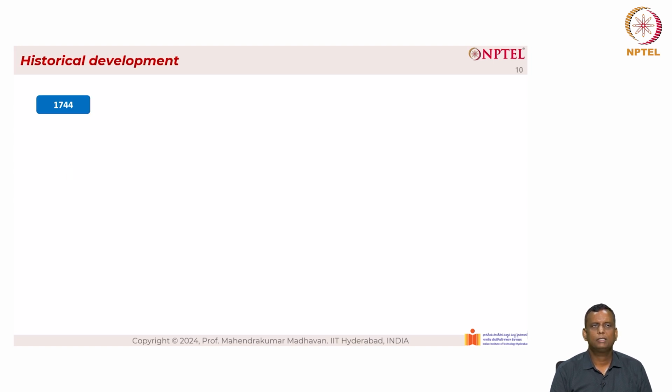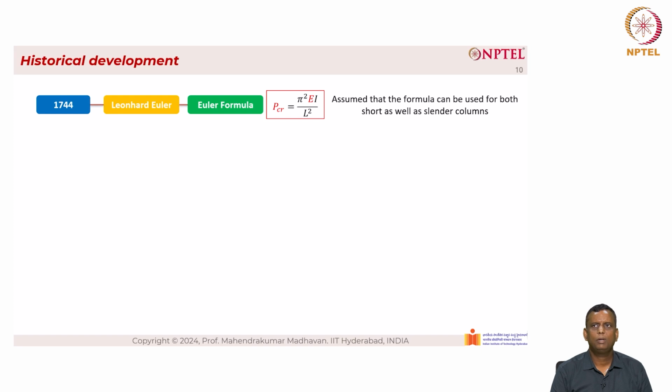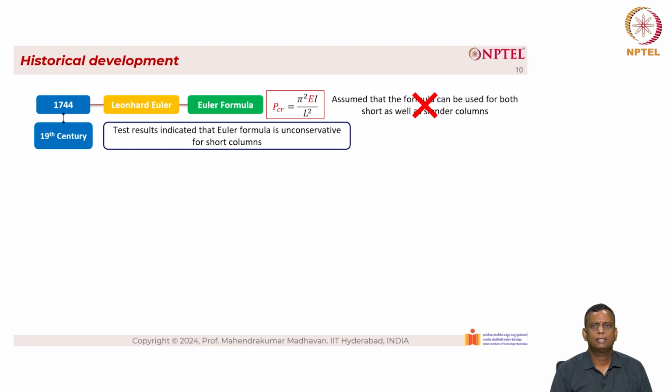Before we go into other things, let's look at the historical development of the column buckling. In 1744, Leonhard Euler introduced the Euler formula, which is P critical equal to pi square EI by L square. He assumed that the formula can be used for both short as well as slender columns. In the 19th century, the test results indicated that Euler formula is unconservative for short columns.